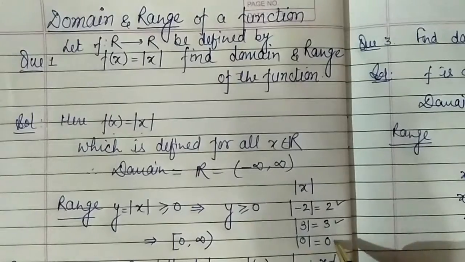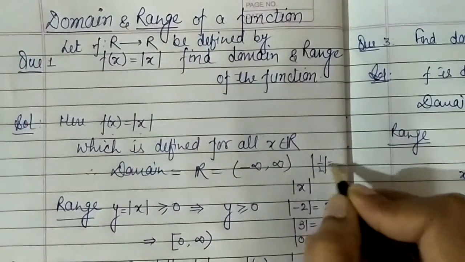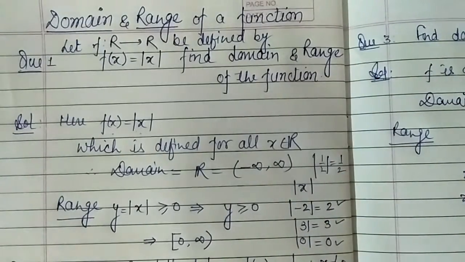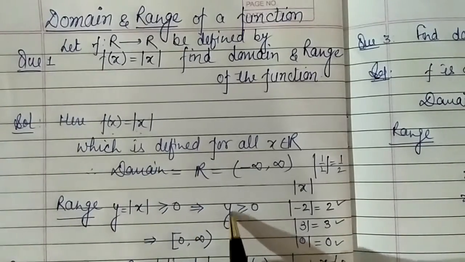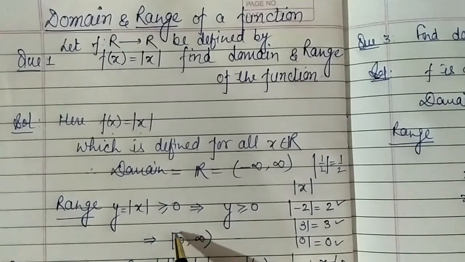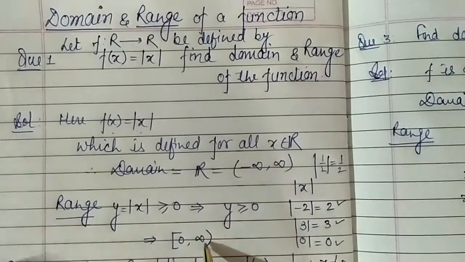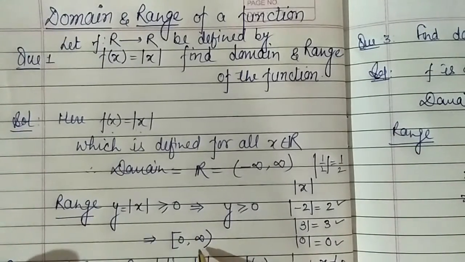We are observing that we will never get negative values. If we calculate mod of 1 by 2, answer will be 1 by 2. Means answer will never be a negative number. Always greater than or equal to 0. Mod of x is always greater than or equal to 0, means y is always greater than or equal to 0. Greater than or equal to 0 means beginning with 0 and going up to plus infinity. Closed 0 to open infinity is the range of this function.